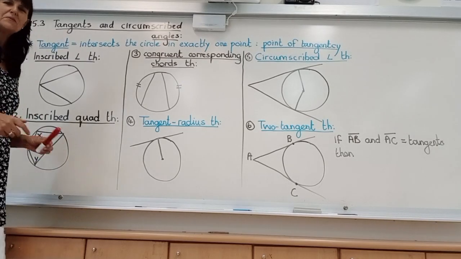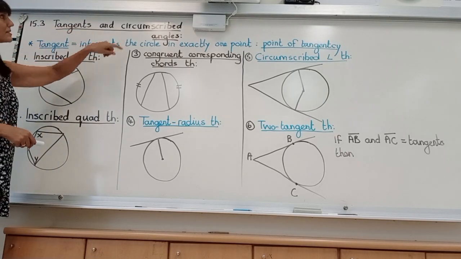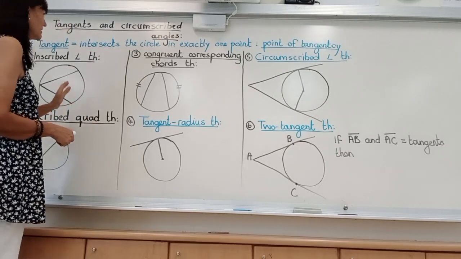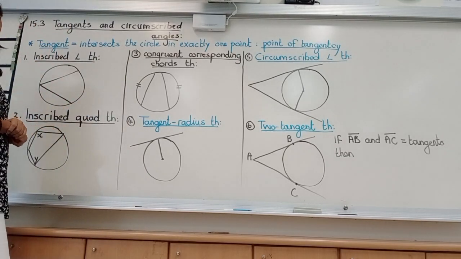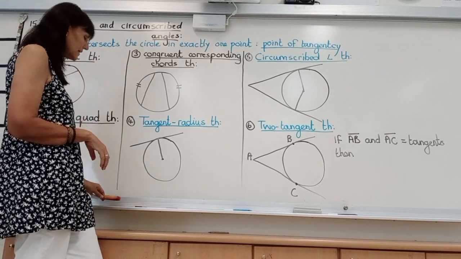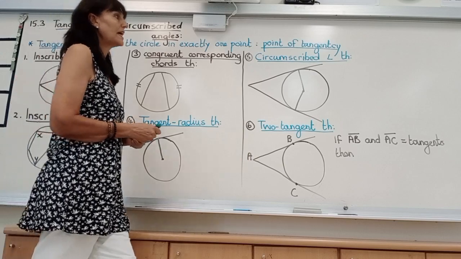Right, students, we're busy with 15.3, tangents and circumscribed angles. Two new concepts. We haven't talked about that. What is a tangent? A tangent intersects the circle in exactly one point, the point of tangency.